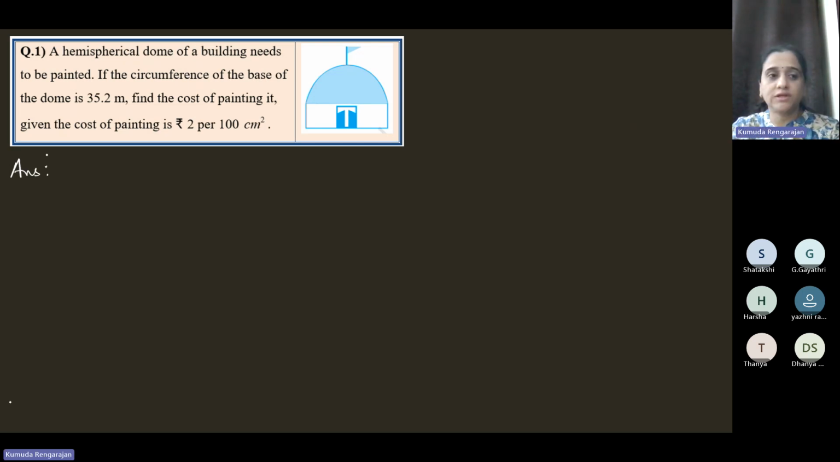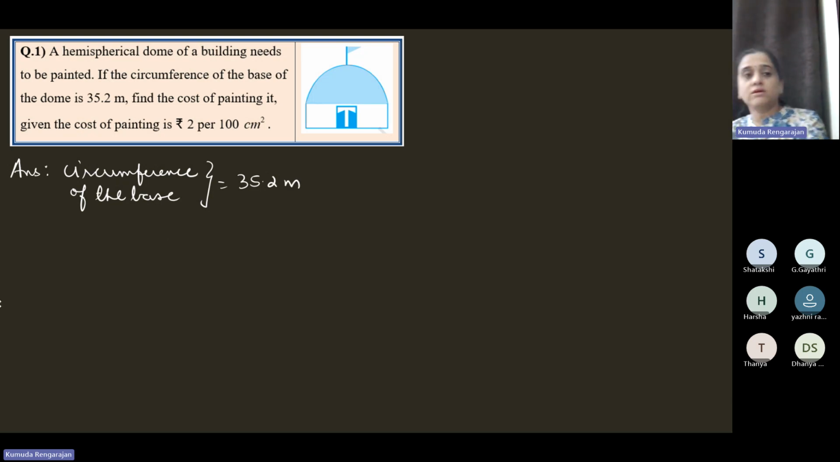The circumference of the base is 35.2 meters. So in our hemisphere, the base is a circle. What's the formula to find the circumference of a circle? 2 pi r, which means 2 pi r is equal to 35.2.